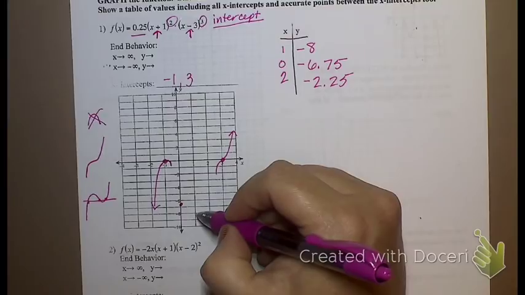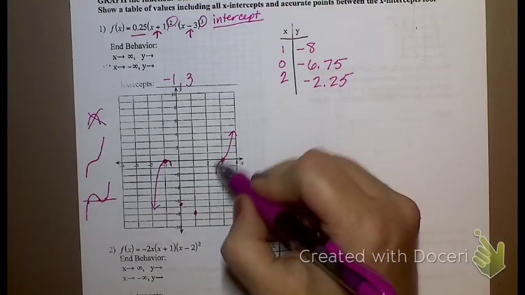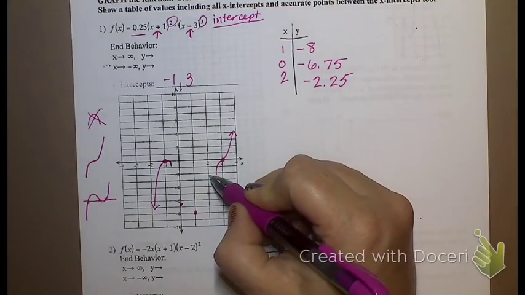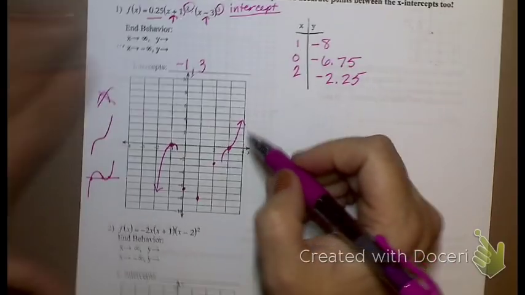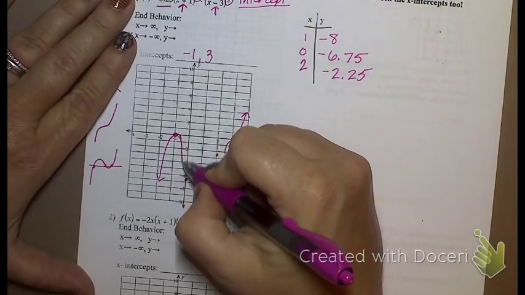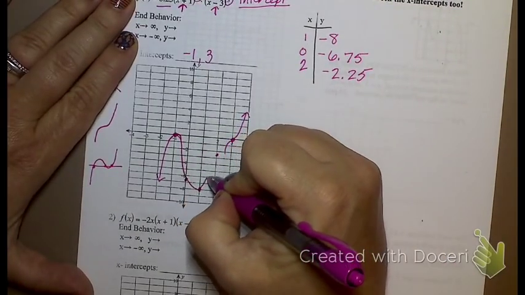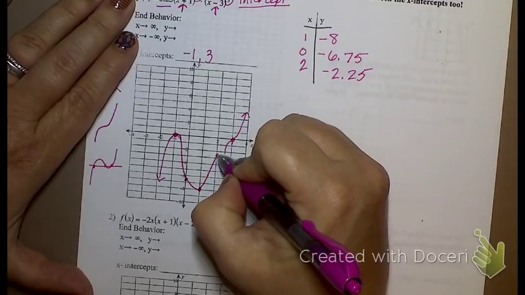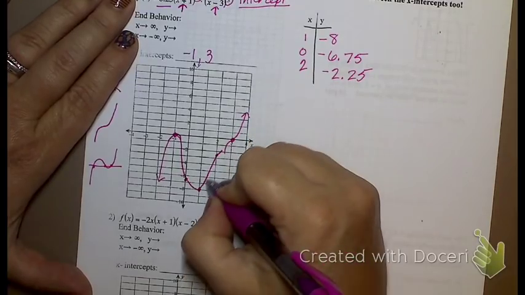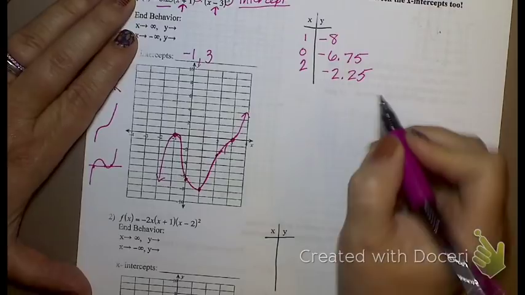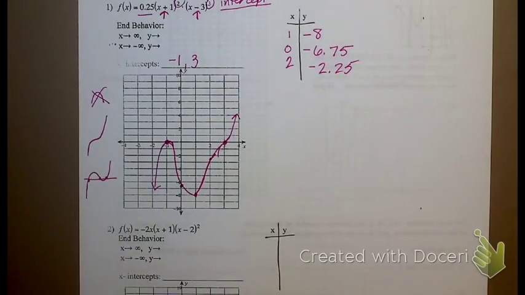1, -8 would be down there. And 2, -2.25 would be right around there. So now I need to make all this fit in here. So it's going to go down like that. And then this one is going to have to connect with my inflection point, something like that. Okay? Kind of sort of makes sense?